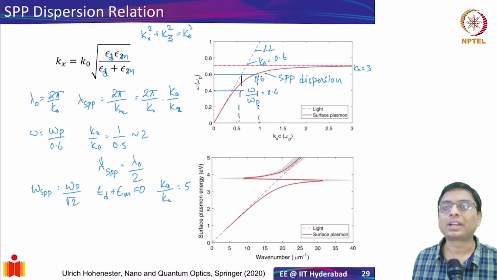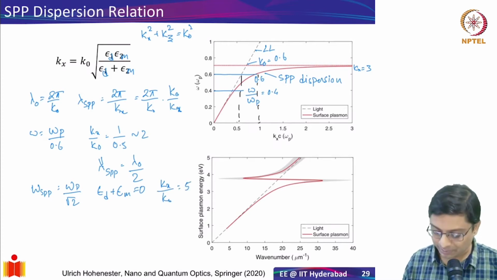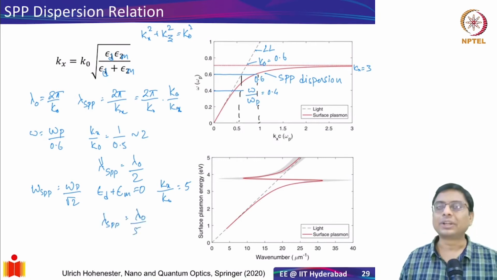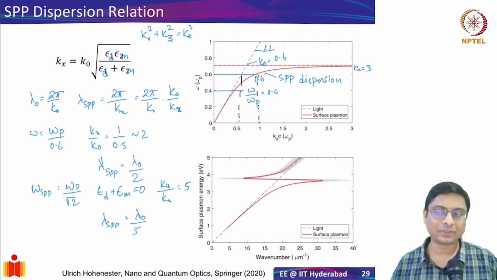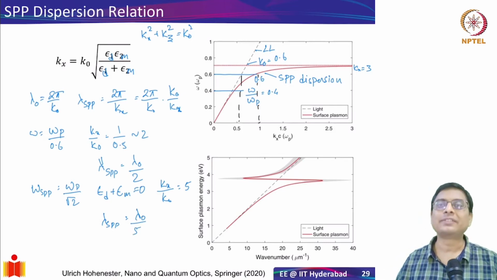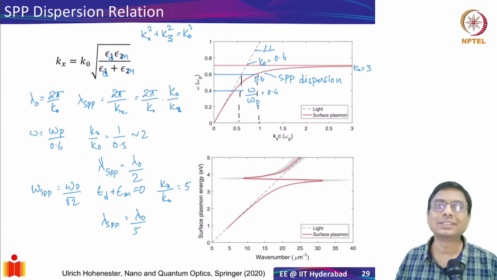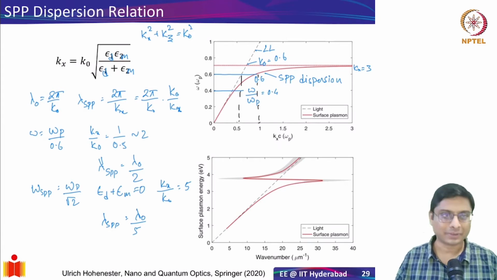So at the plasmon polariton frequency, my lambda SPP, the wavelength of the surface wave, is going to be lambda naught by 5. So essentially, as I'm approaching the resonance frequency, I'm seeing that my wave is having much smaller wavelength than the free space. Okay. So this is the confinement we talk about, or how much smaller is the wave compared to the free space wavelength.